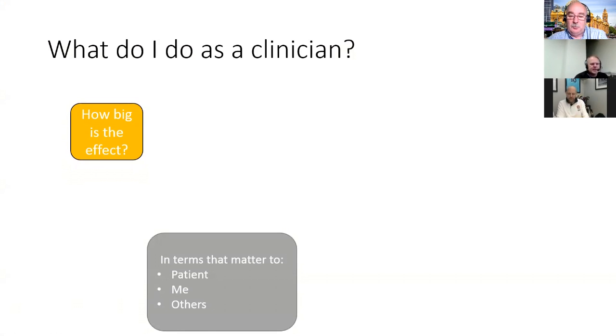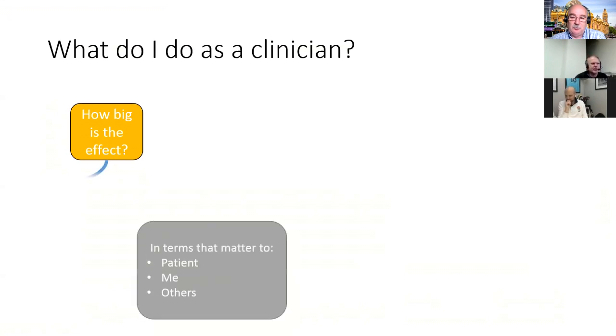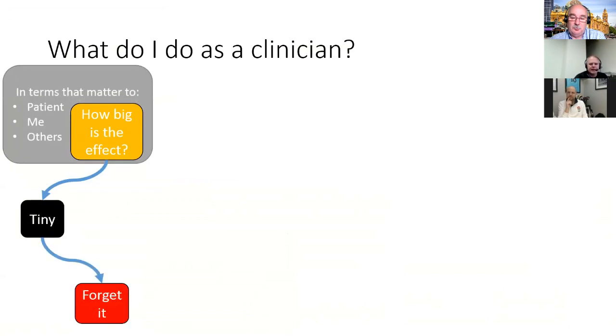And then you have to express that in terms that matter to the patient, to you as the clinician, and to parents, coaches, governments, insurers, whoever are the people you think matter. Is that actually a big effect? If that effect is small, stop there, because it doesn't matter if it's a wonderful, robust study. All you're going to be reading that paper for is to say, this doesn't matter. If it's terrible methods and a small effect, you still think it doesn't matter. If it's fantastic methods and a tiny effect, you still think it doesn't matter.